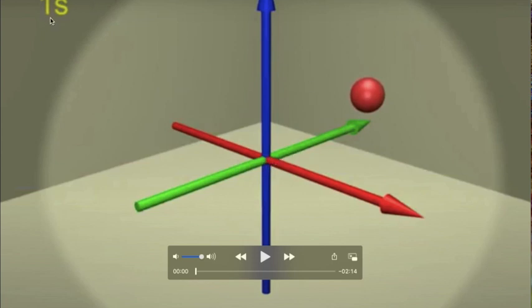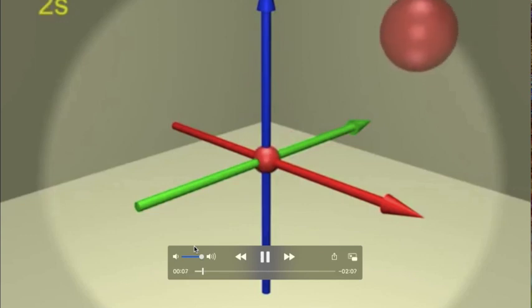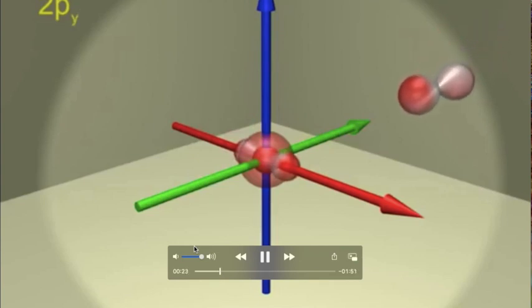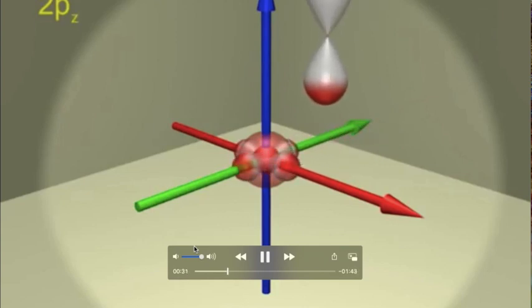So the first orbital is 1s, the second orbital would be 2s, but the size of 2s would be bigger, and after 2s there is 2p, and p has three orbitals: px, py, pz. This is the px, which is fitting on the red line. This is the py, which is now fitting on the green line, and this is the pz.